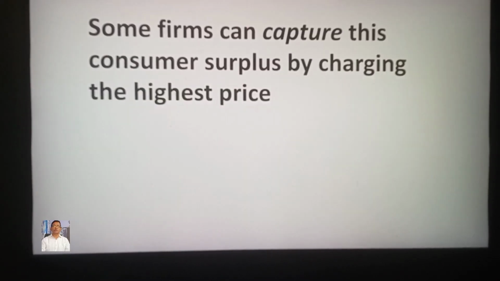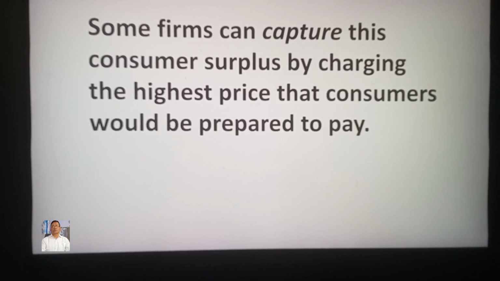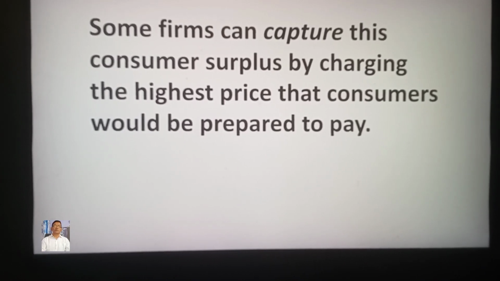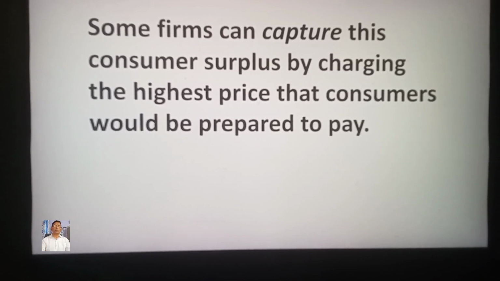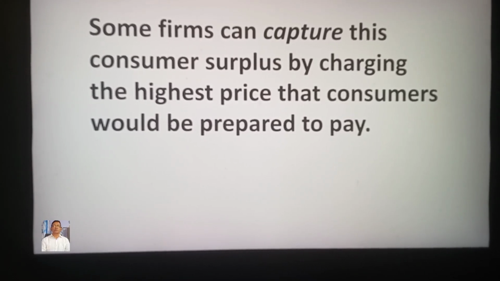Some firms can capture this consumer surplus by charging the highest price that consumers would be prepared to pay, rather than charge price P for all units consumed.